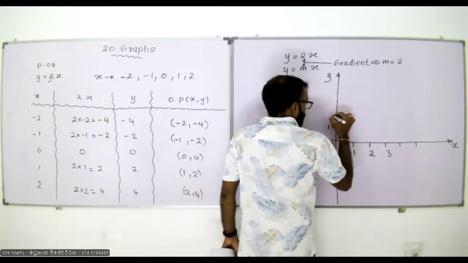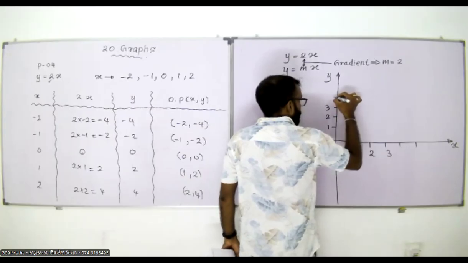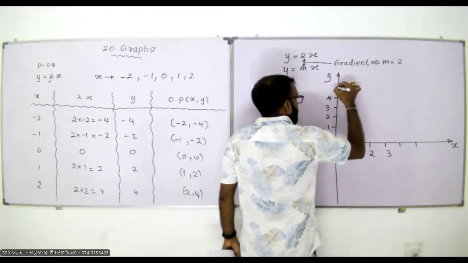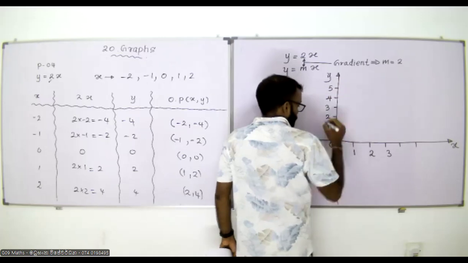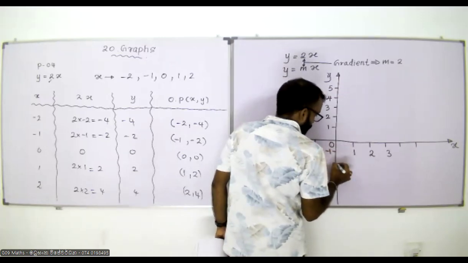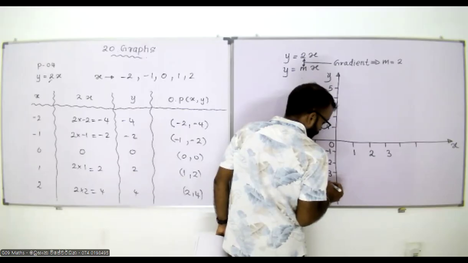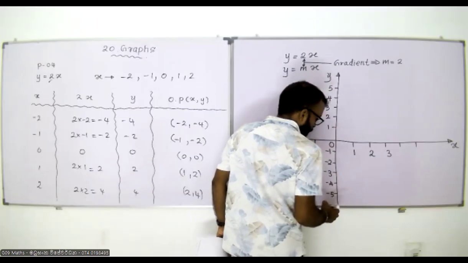1, 2, 3, 4, 5. -1, -2, -3, -4, -5. Right.